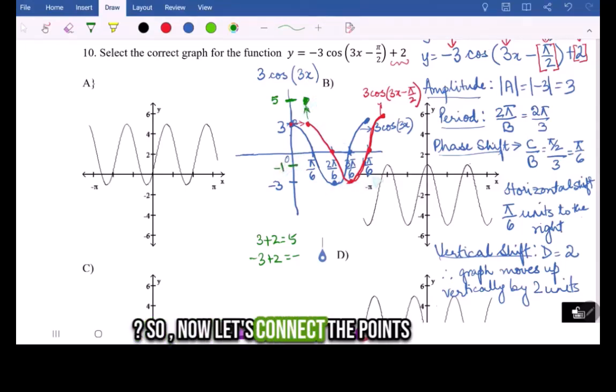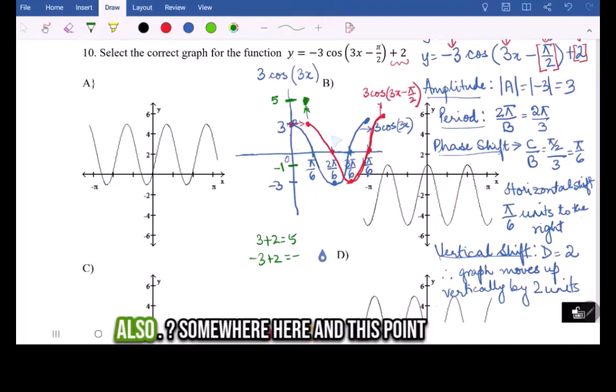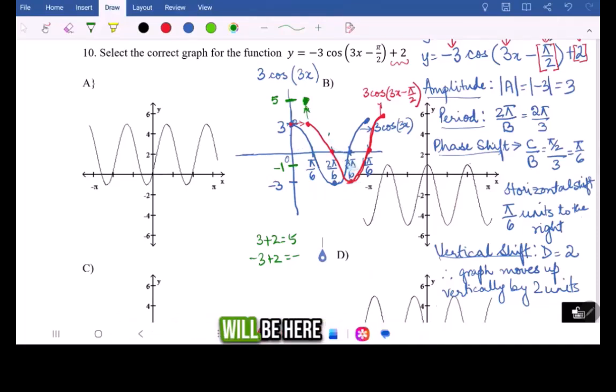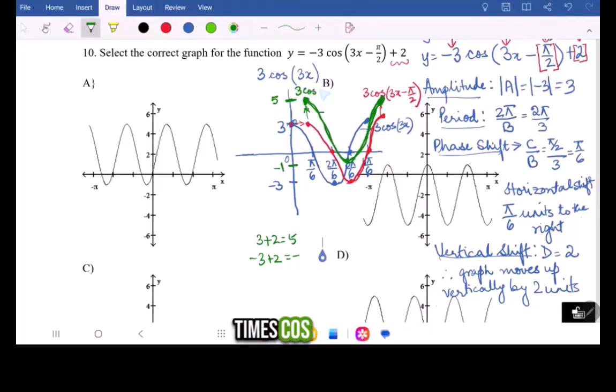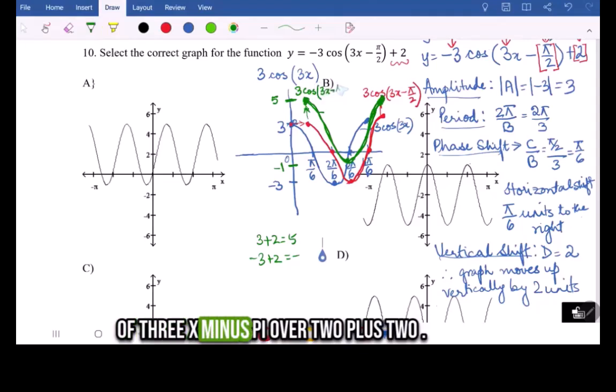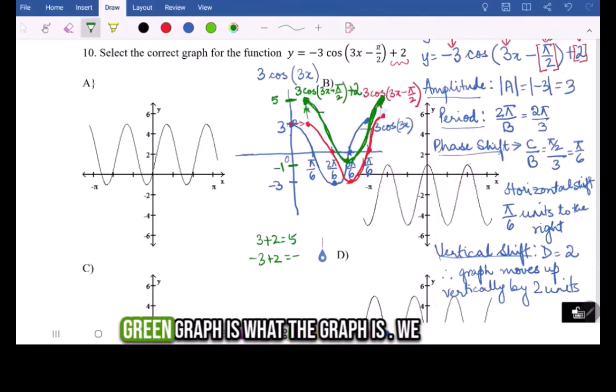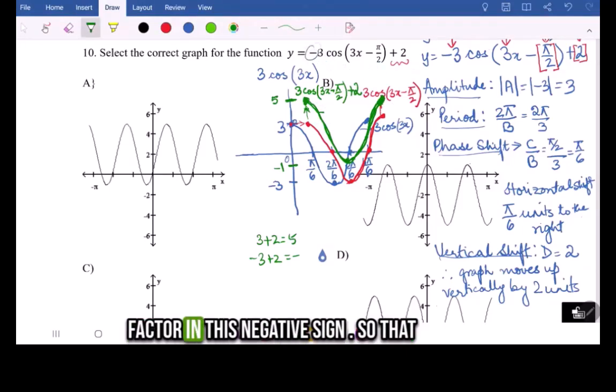So now let's connect the points again. We have one point here, and this point is going to move up 2 units also somewhere here, and this point will be here. So let's connect the points. So now this green graph will be 3 times cos of 3x minus pi over 2 plus 2. So we are almost there. All right, this green graph is what the graph is. We are pretty close. Now we have to factor in this negative sign.